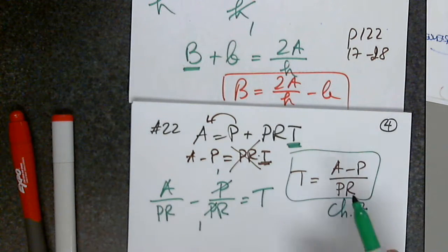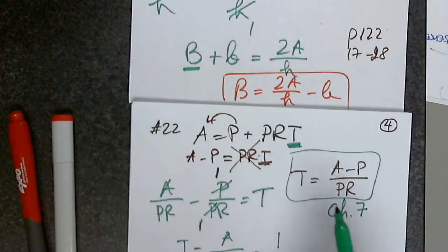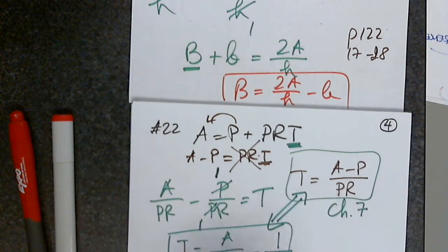Okay, so now the other option here is to rewrite A divided by PR minus 1. That's why I put the 1, because if you don't put the 1, you may think it's 0 at the top, and it's not. So it's 1 divided by R. Both answers are correct. They mean the same thing.